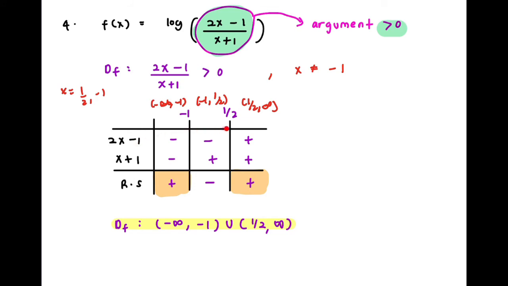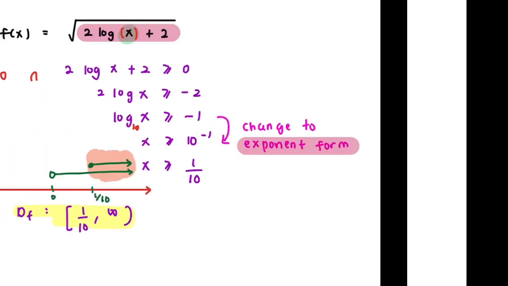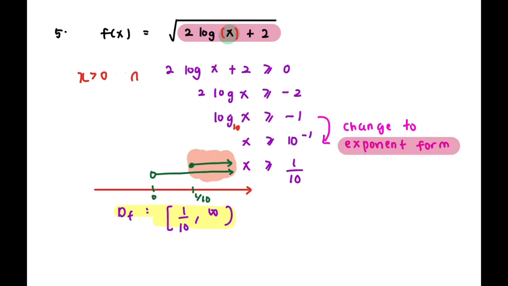So let's do our sign diagram here. So let's write the intervals here: minus infinity until minus 1, minus 1 until half, and then half until infinity. So let's take the resulting sign, the positive sign here. So our answer is minus infinity until minus 1, union half until infinity. Now let's see the final example.